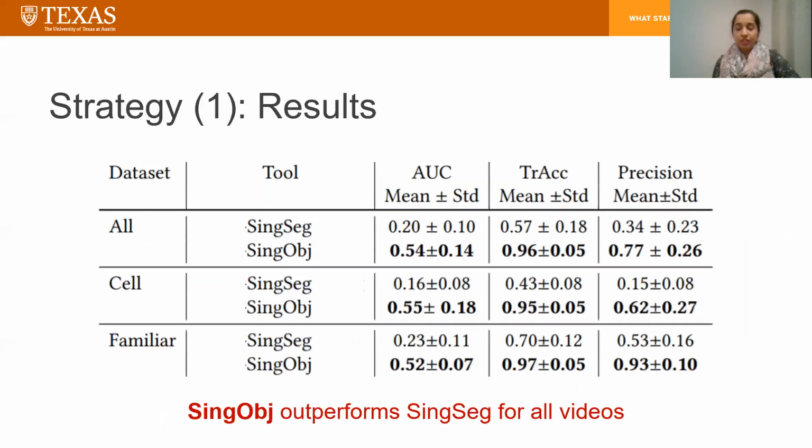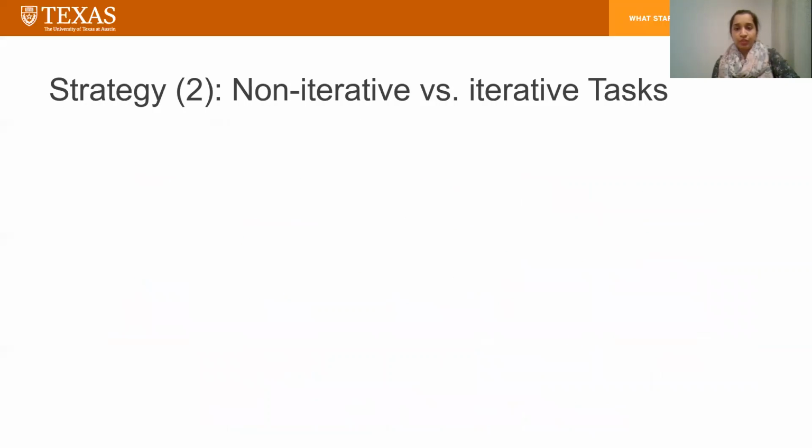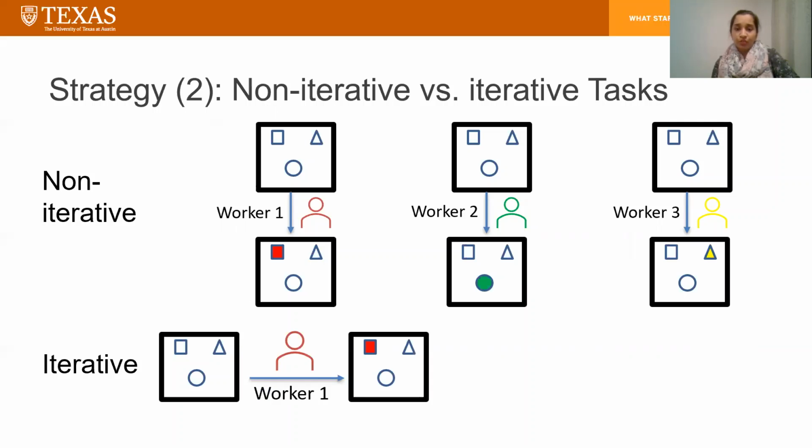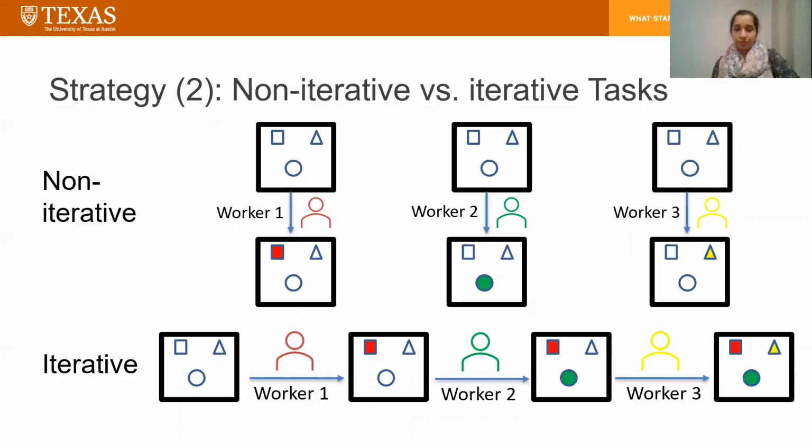And if we dig deeper, we see it is consistently outperforming SIGCHI approach in both sets of videos showing cells or people, demonstrating its generalizability. For our second strategy, we were curious to examine the effect of non-iterative versus iterative tasks. For the non-iterative tasks, workers were given unannotated videos and parallelly asked to annotate an object. In the iterative tasks, workers were allowed to see the previous worker's annotations and build on the work together.